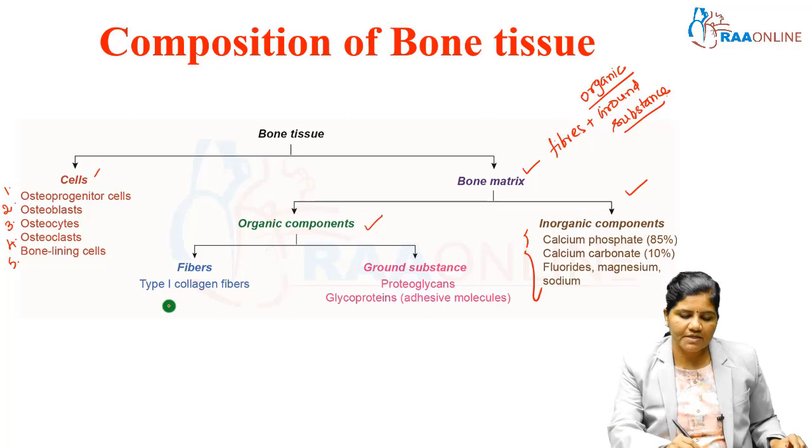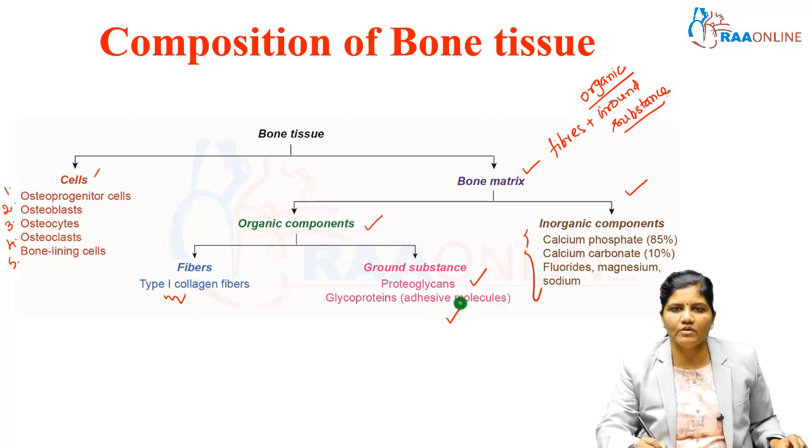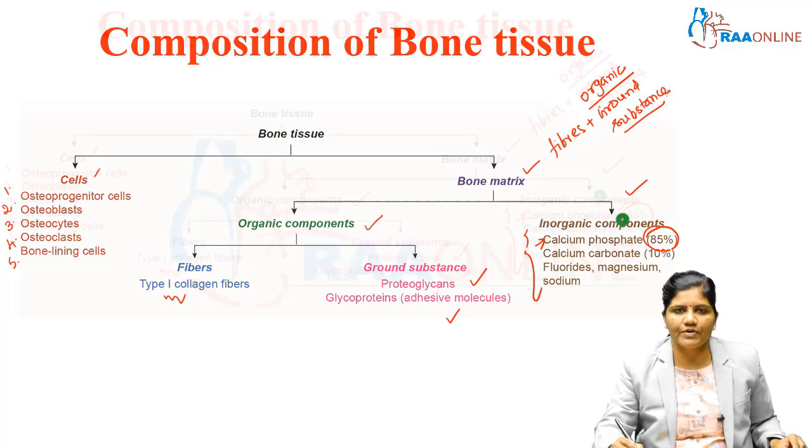Fibers are mainly type 1 collagen fibers, and the ground substance is mainly formed by proteoglycans as well as glycoprotein components. In the inorganic component, the majority of the salts are calcium phosphate; others are calcium carbonate, fluorides, magnesium and sodium.